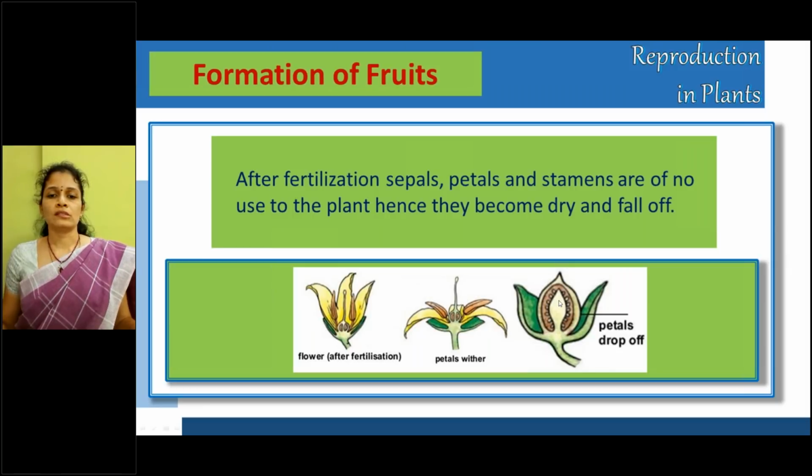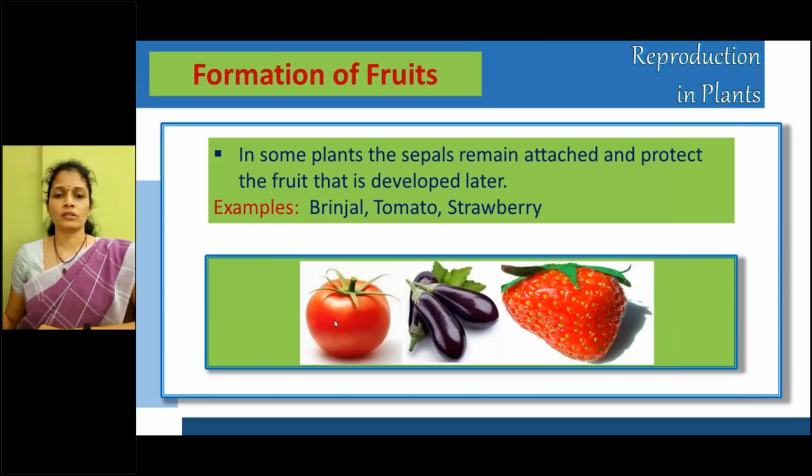Here you see in this third picture, there are no petals and stamen, but sepals are still there. But in a few plants, what happens? The sepals will remain attached to the plant itself, children. Now let us see in our next slide in which fruits the sepals are attached.